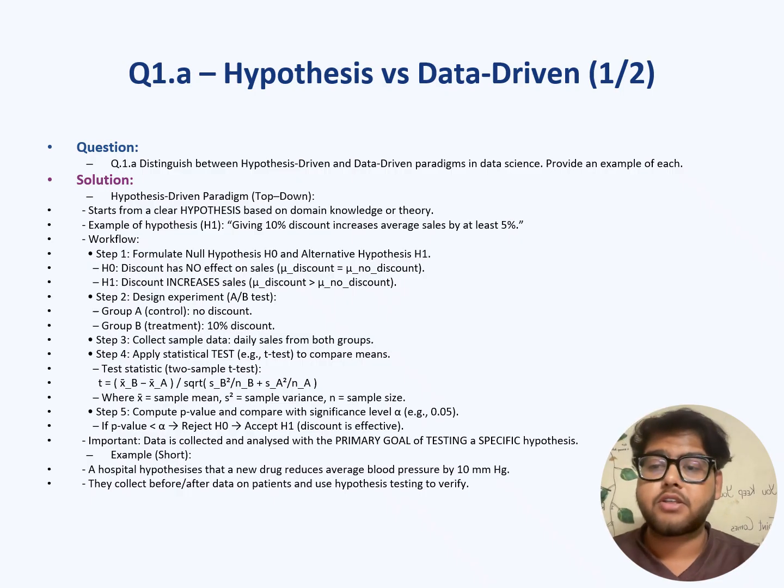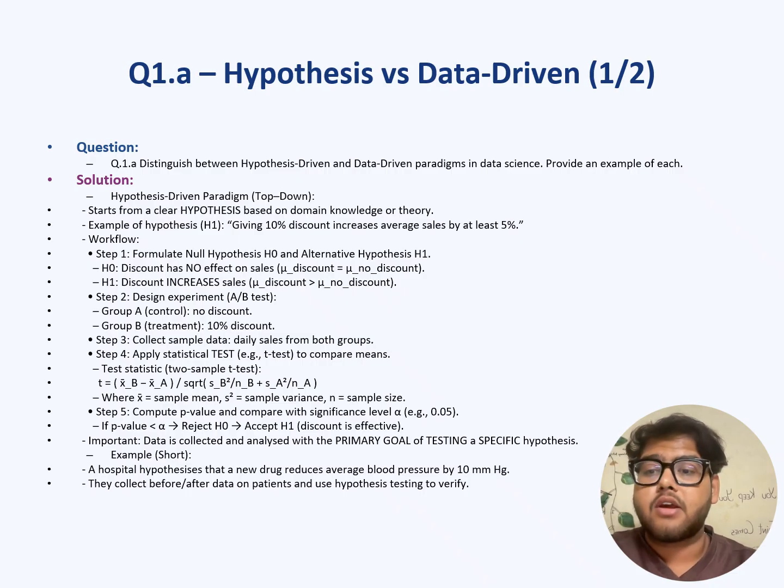Example of hypothesis H1: giving 10% discount increases average sales by at least 5%. Workflow. Step 1, formulate null hypothesis H0 and alternative hypothesis H1. H0: discount has no effect on sales. H1: discount increases sales. Step 2 is design experiments. Group A no discount, group B 10% discount.